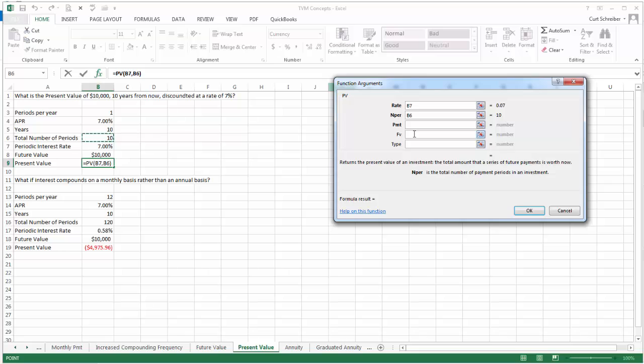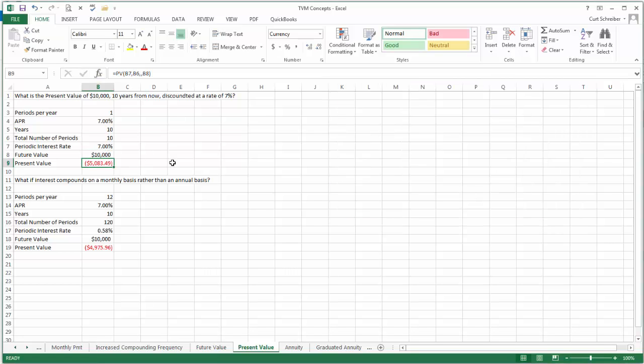And so therefore, the future value is $10,000 10 years from now. And hit Enter. So the equivalent of $10,000 10 years from now, discounted at a rate of 7%, is equal to $5,083.49. The opposite of that, it's like saying $5,083 invested today for 10 years at 7% is equal to $10,000 in the future.